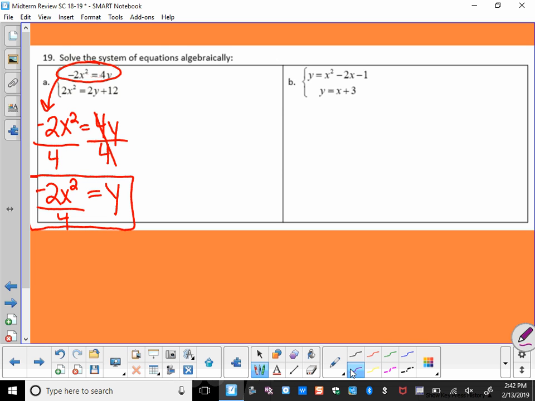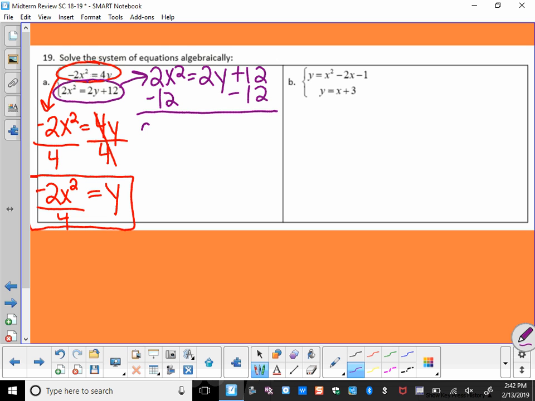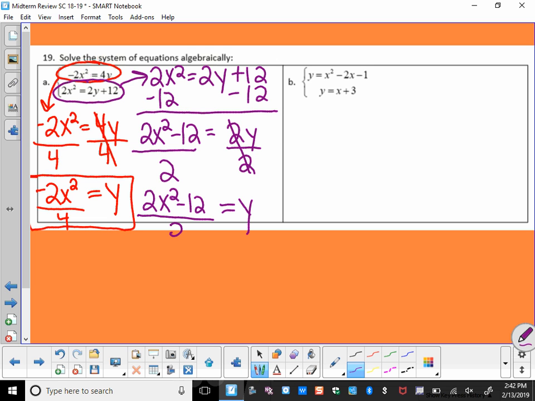For my other equation, I have this guy. Off to the side, solve for y. Do you know why we're solving for y? Because you can plug it in. That's exactly why. So I'm going to subtract 12 from each side. And I'm left with 2x squared minus 12 is equal to 2y. Divide by 2. So you're left with y equals 2x squared minus 12 divided by 2. All I did there was just solve for y.